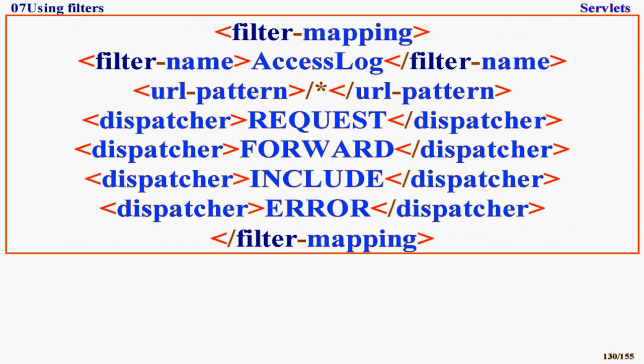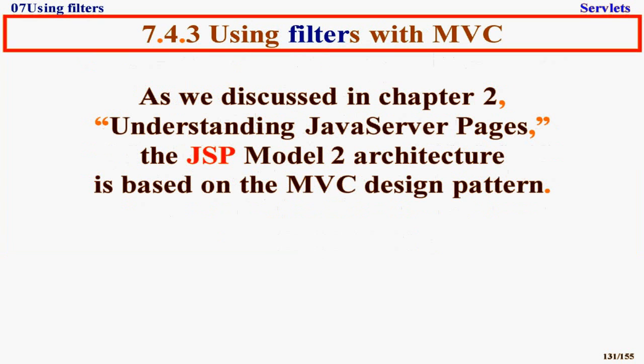<filter-mapping><filter-name>AccessLog</filter-name><url-pattern>/*</url-pattern><dispatcher>REQUEST</dispatcher><dispatcher>FORWARD</dispatcher><dispatcher>INCLUDE</dispatcher><dispatcher>ERROR</dispatcher></filter-mapping>.